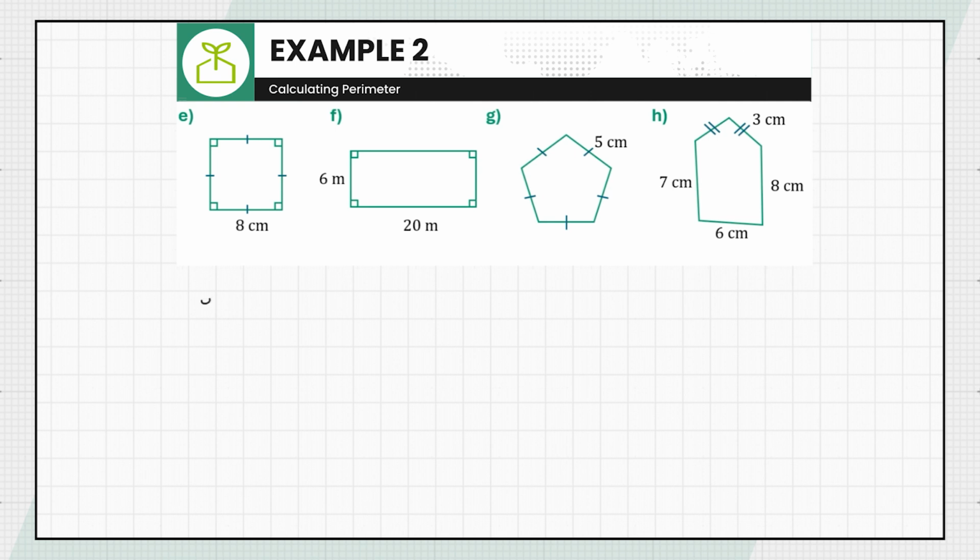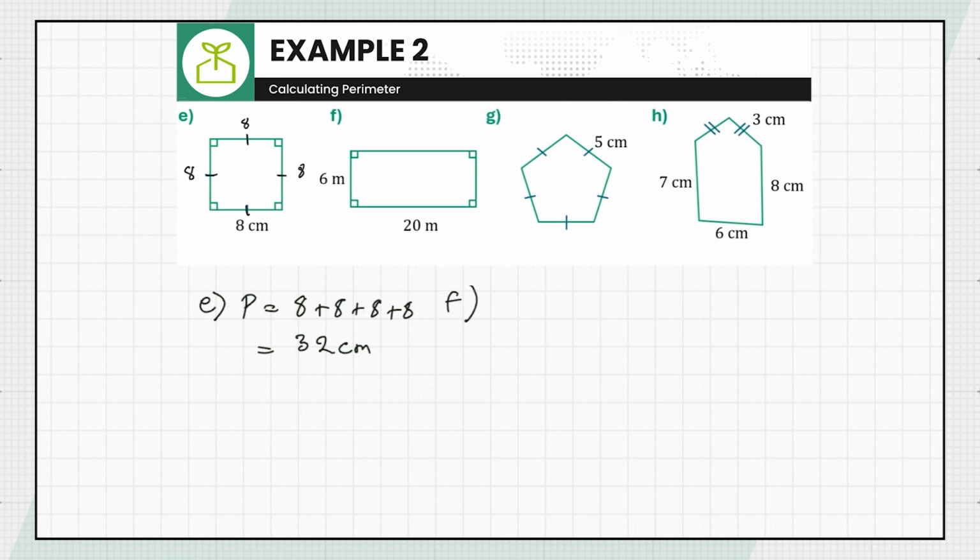Alright, let's get started. So our first one, E, is a square, and a square has all equal sides, so we can actually write 8 centimeters for each of them. That means our perimeter is going to be equal to 8 plus 8 plus 8 plus 8, and so 8 times 4 is just going to be equal to 32 centimeters.